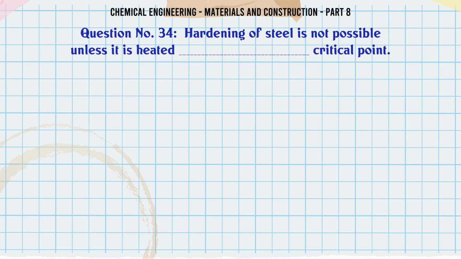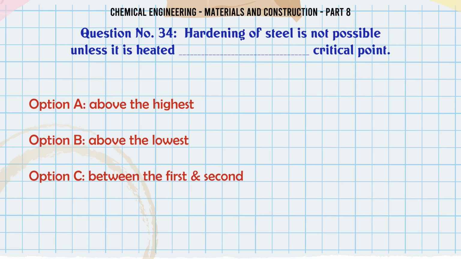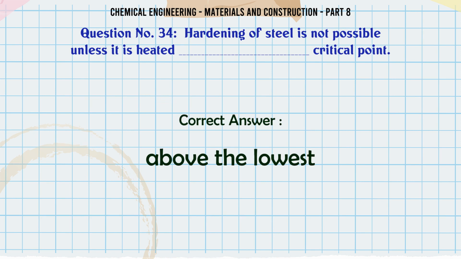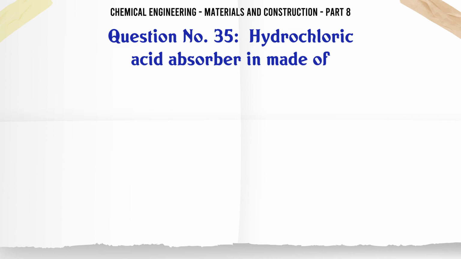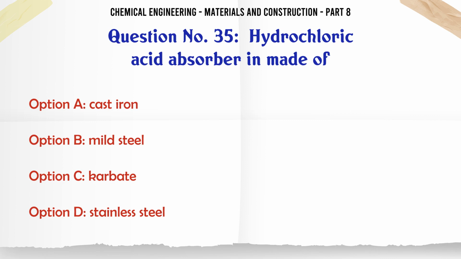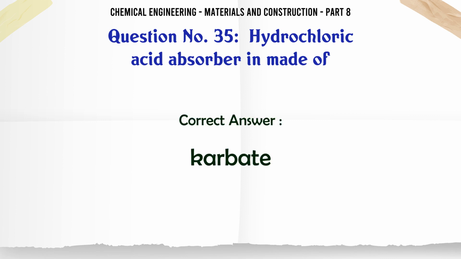Hardening of steel is not possible unless it is heated above the critical point. A. Above the highest, B. Above the lowest, C. Between the first and second, D. Between the second and third. The correct answer is above the lowest. Hydrochloric acid absorber is made of A. Cast iron, B. Mild steel, C. Carbate, D. Stainless steel. The correct answer is carbate.